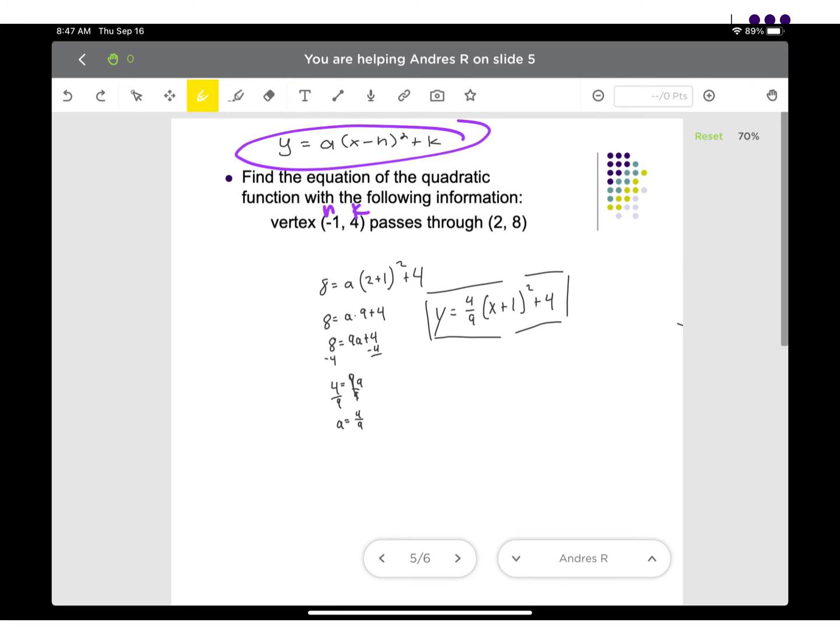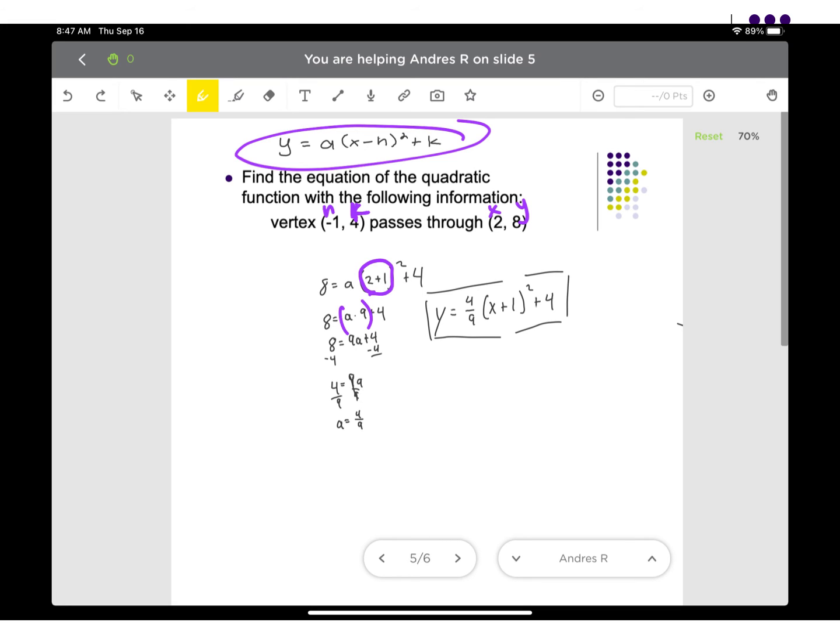Here's my x, here's my a, here's my k, there's my h and my k, and this is my x and my y. So I'd get 8 equals a times (2 minus -1) squared plus 4. You have to square this first. So this is a times 9.